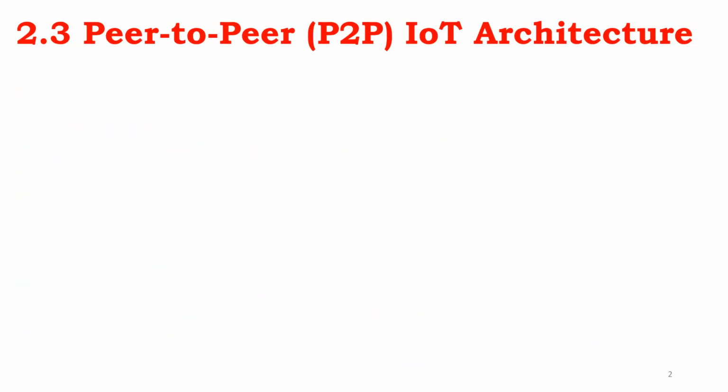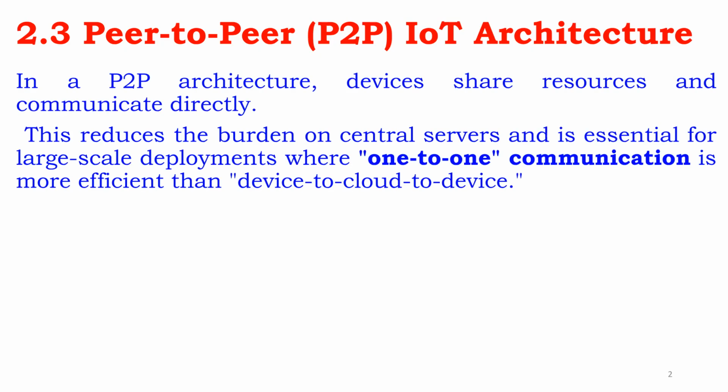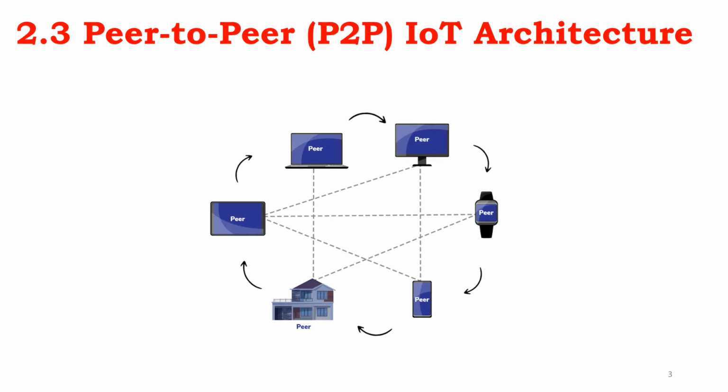The peer-to-peer or P2P IoT architecture enables devices to share resources and communicate directly, minimizing the load on central servers. This one-to-one communication is particularly efficient for large-scale deployments. In this architecture, various IoT devices, such as laptops, smartwatches, smartphones, and even homes, operate as peers, communicating directly with each other in a decentralized network.